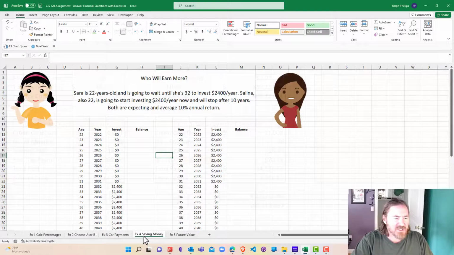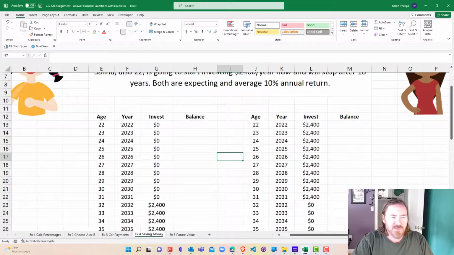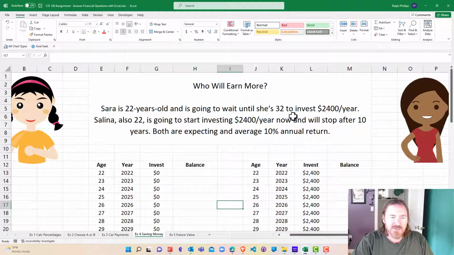I'm going to jump over to the saving money sheet. This can be a pretty tricky one here. I'm going to go ahead and zoom in a bit on this. So we got a couple scenarios. We've got one young woman who's going to wait until she's 32, and then she's going to invest $2,400 per year. Another one is 22, is going to start investing right now and will stop after 10 years.